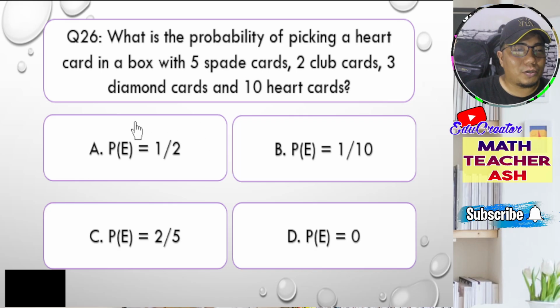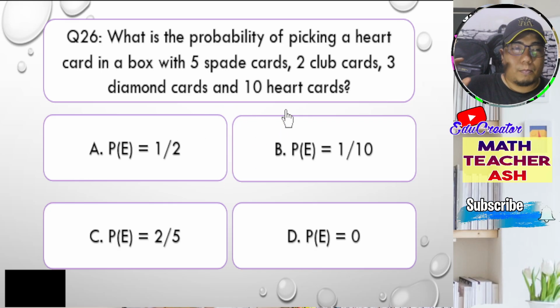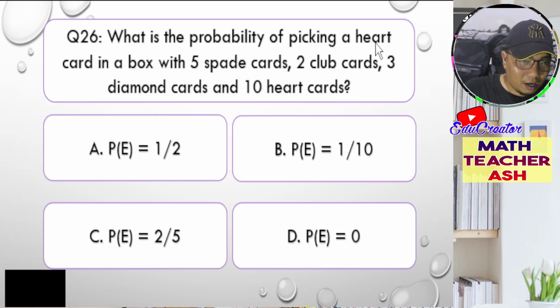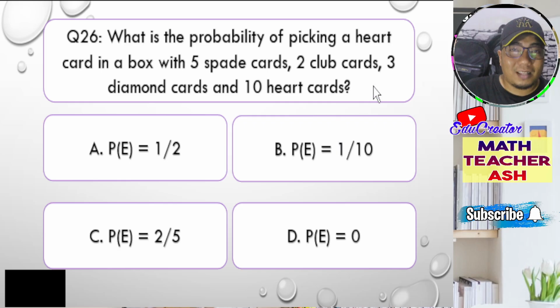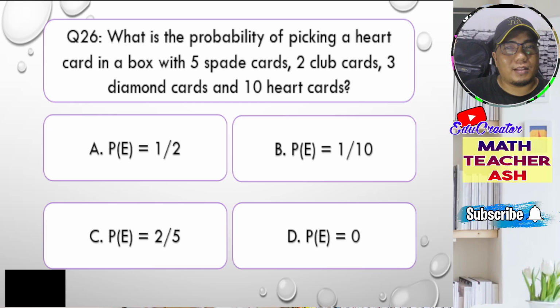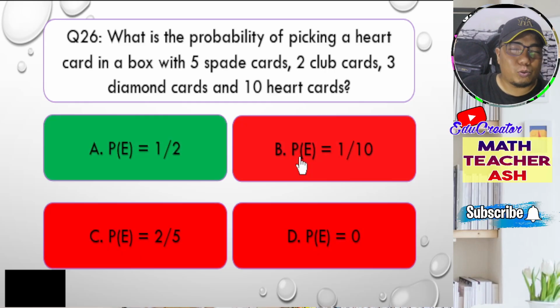Okay, math learners, so as you can see here, we are talking about the probability of picking a heart card in a box. So how many heart cards are there? There are 10, right? But in total in the box, how many cards are there? So we just need to count the number of cards in order to get the sample space. So 5 plus 2 plus 3, that is 10, and then 10 plus 10, that is 20. So in order to pick a heart from these 20 cards in total, that is 10 out of 20. And if you simplify 10 out of 20, the answer for that is 1/2. Alright, my dear math learners, we just answered this problem.